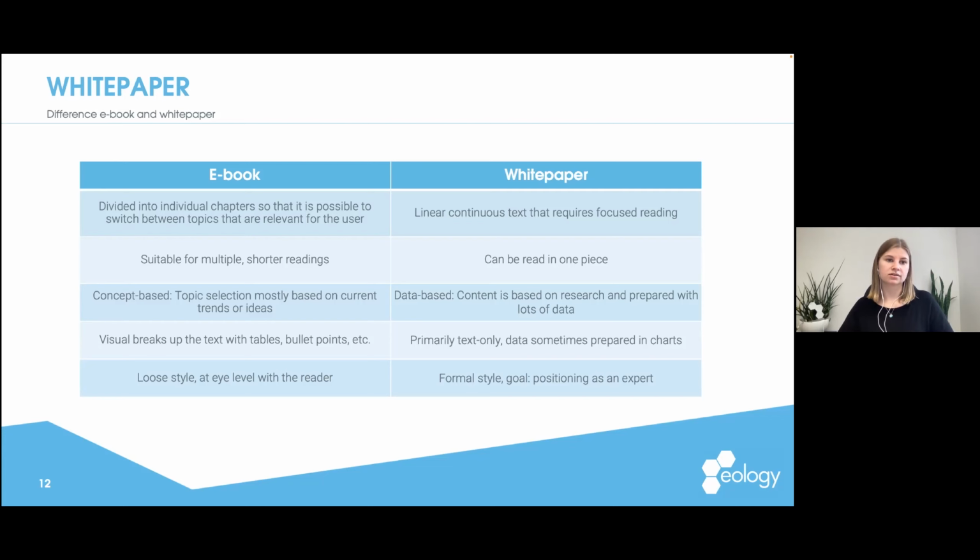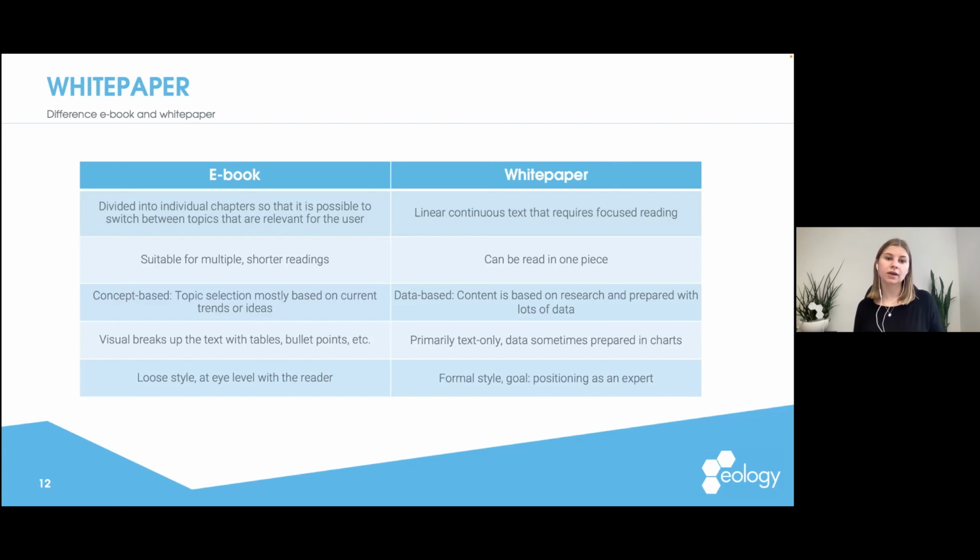And the ebook is more concept-based. The topic selection is more on current trends and current ideas. You have visual breakups like tables, bullet points, pictures and so on. And as it's a book, it's a loose style and it's on eye level with the reader.